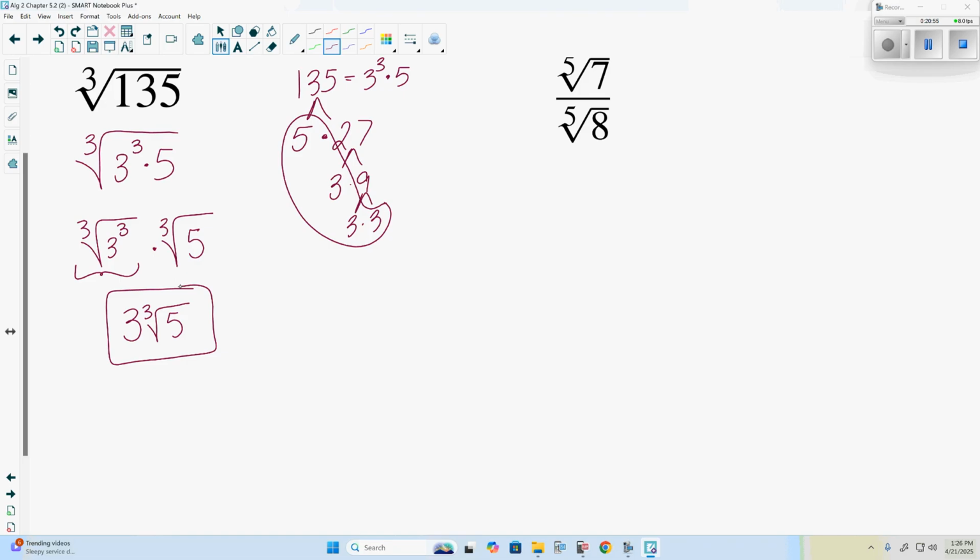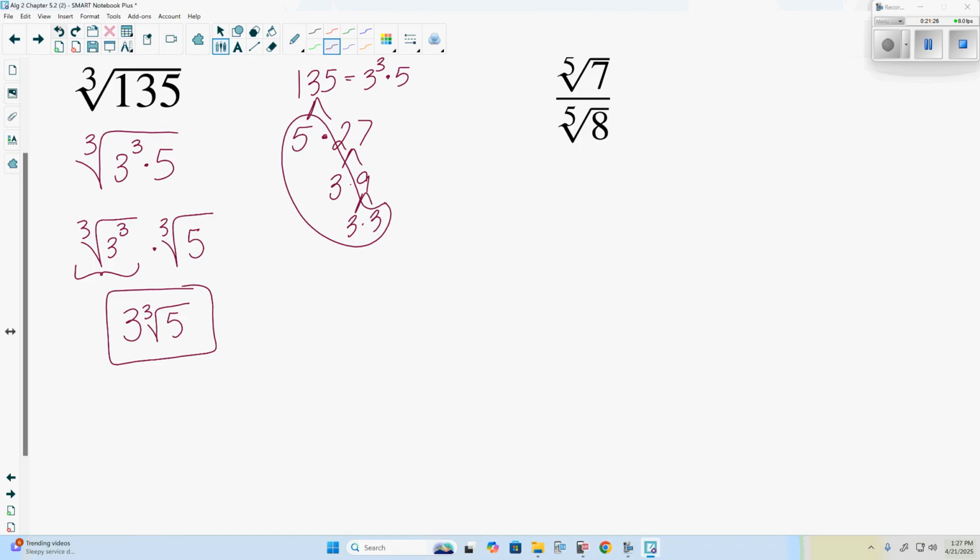So even if it had been, say, 5 squared, we can't take that group of 5s out because we don't have enough. We need a group of 3 of them. Well, 5 times 5 is what? 25. Instead of leaving it just 5 squared, we'll rewrite it back as 25. We'll simplify where we need. But here we just had 5, so it's 3 cubed root of 5. That's it. Questions on this one here?